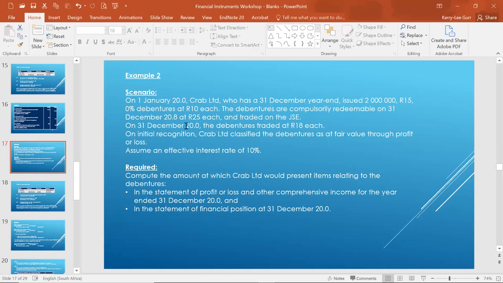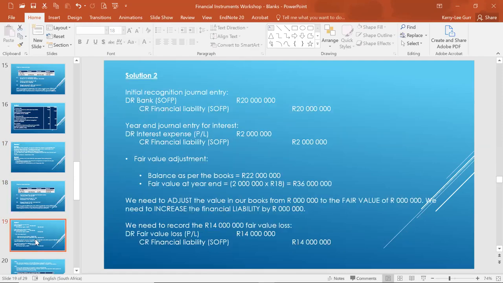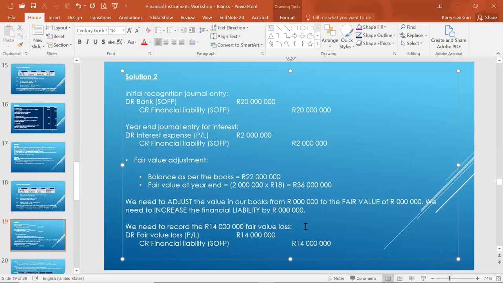We said at this year end, December 20.0, the debentures are traded at 18 Rand each. That must mean that our 2 million debentures are actually valued at 36 million Rand at year end. Now, because we have to measure using fair value through profit or loss, we need to provide for an adjustment in our books. Our financial liability is sitting at 22 million Rand, and we need to update it to the fair value of 36 million Rand. And how are we going to do that?